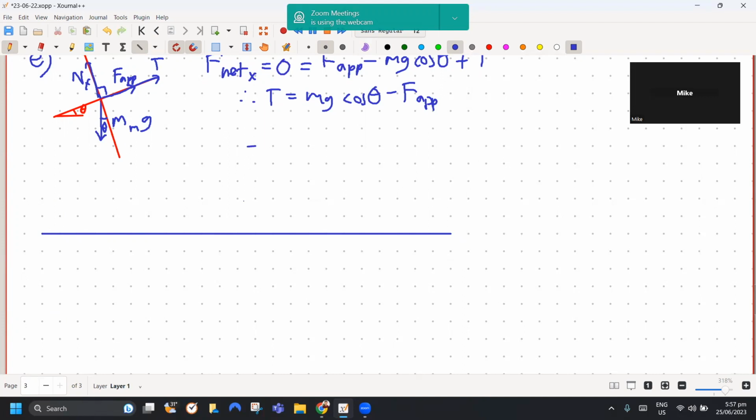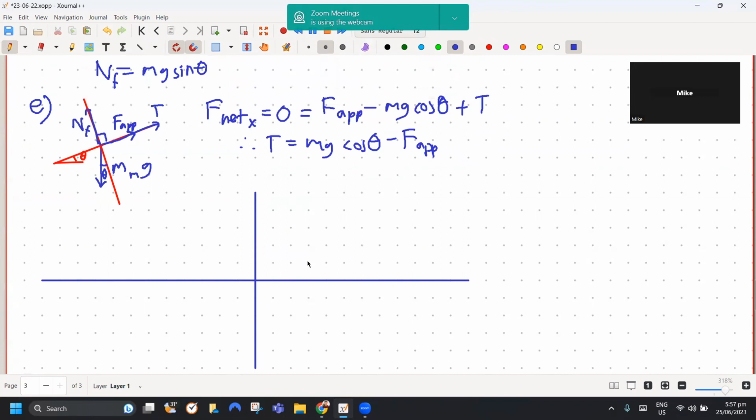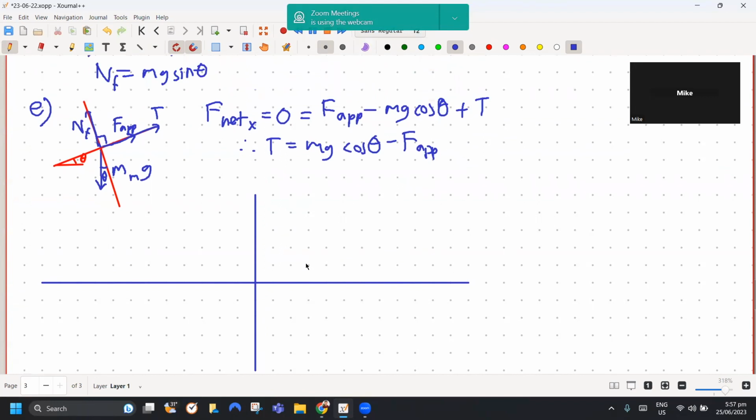Kasi gusto ko rin pag-usapan natin, paano kung F applied is negative? Ano ibig sabihin nun? So babaliktad po. You're pushing it there or you're pulling it. You're pulling, so instead of pushing, di ba, pag F applied is negative, you're pulling in the other direction. Okay, so ngayon, sketch the graph.